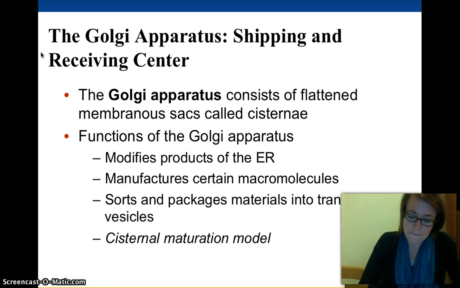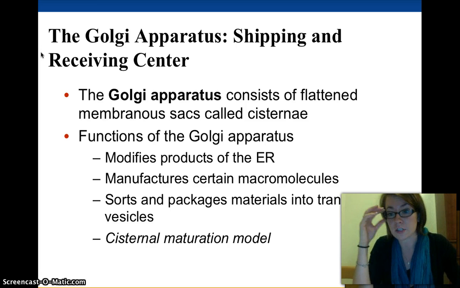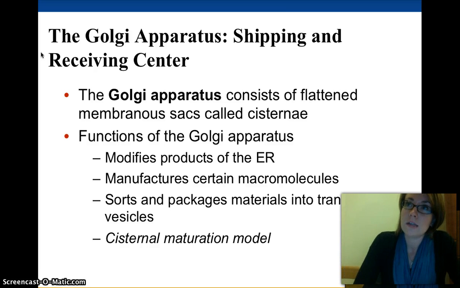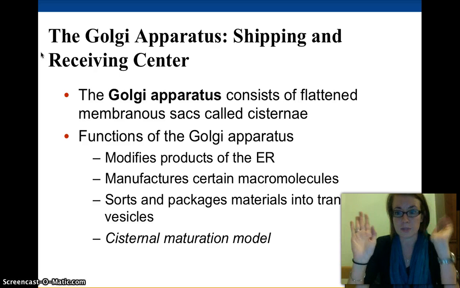And after leaving the ER, the transport vesicles that we talked about that just came off of the transitional ER go to the Golgi apparatus. And if we are going to talk about what the job of the Golgi is in terms of the whole scheme of the cell, it's kind of like the post office of the cell. It finishes things up and packages them and gets them ready to be shipped off somewhere else.